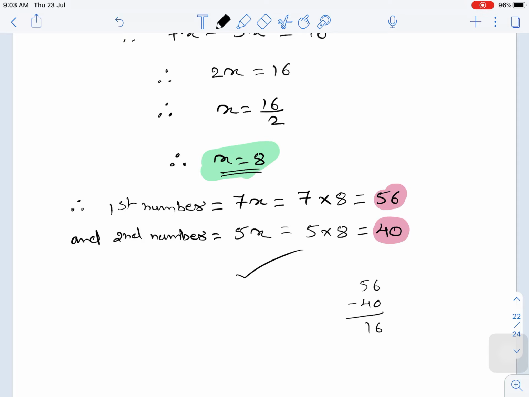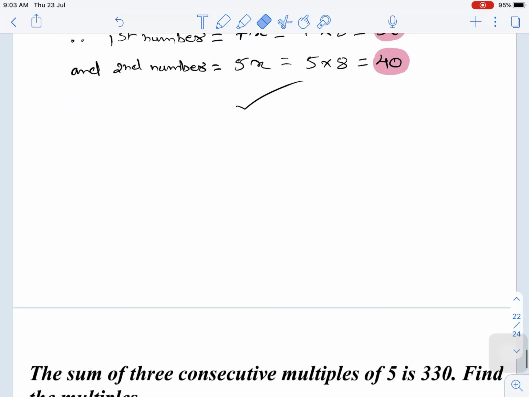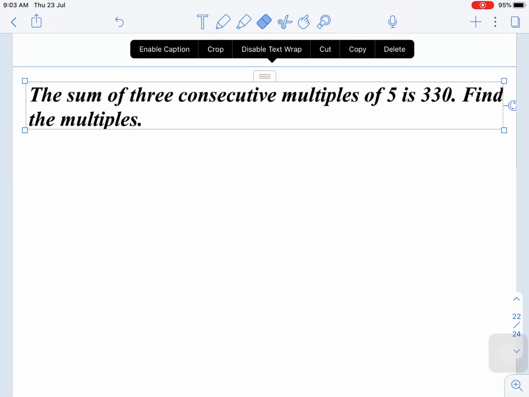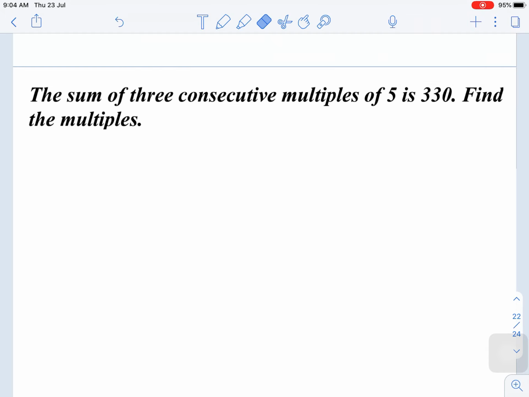So in this way you have to solve word problems. Now let us solve one more example. As these are all applicative type examples, every time you may get different conditions. Now here we have: the sum of three consecutive multiples of 5 is 330. We have to find the multiples. Whenever you are dealing with a question on consecutive multiples, multiple means the table of 5 we can consider.